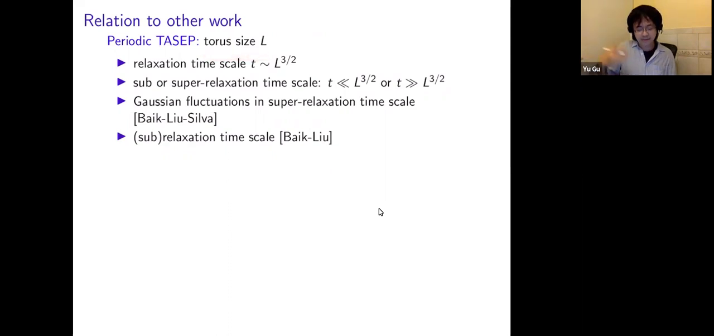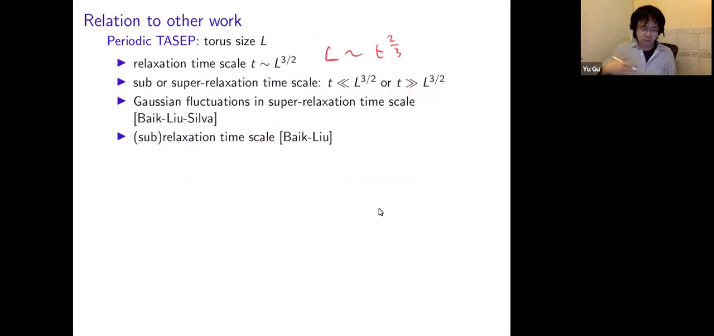But of course you can change the size of the torus. In this case, there is the so-called relaxation time scale, which is T equals L to the 3/2. So then L is T to the 2/3. So we have this 2/3 here. That's a critical scale under which all particles are correlated, so to speak. And then there are the sub-relaxation and super-relaxation time scales. In the latter, the size of the torus is so large that you don't feel the boundary. So it's more like the infinite line case.